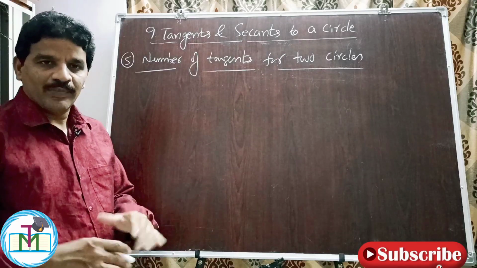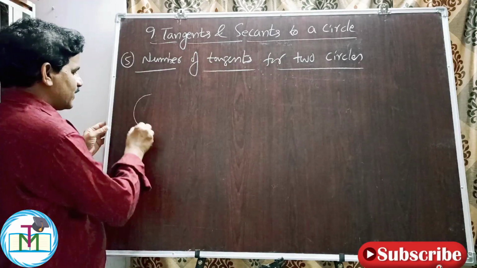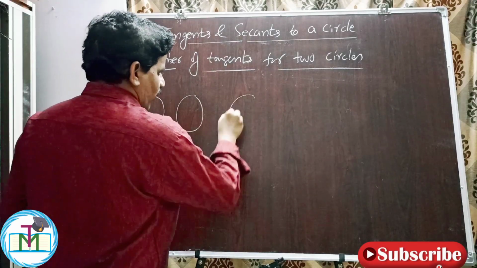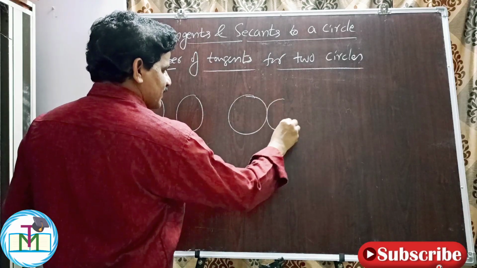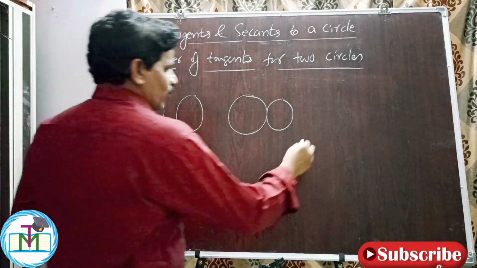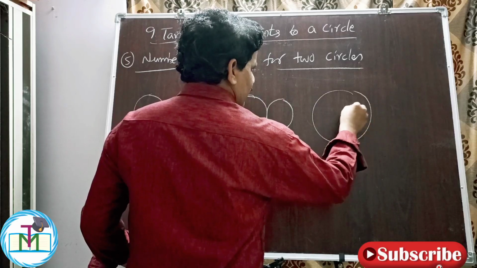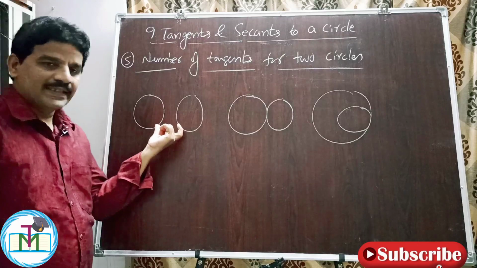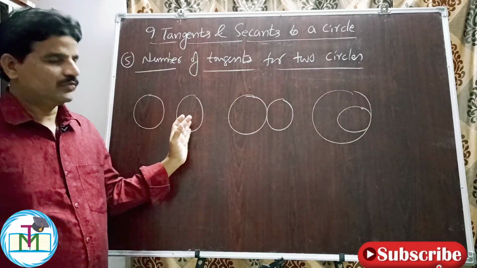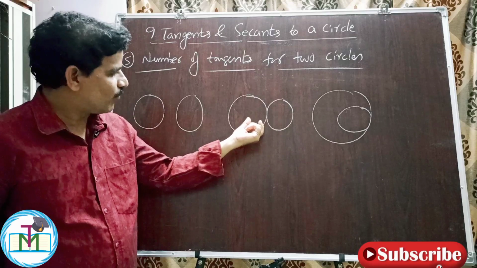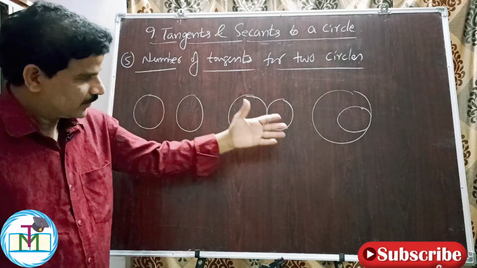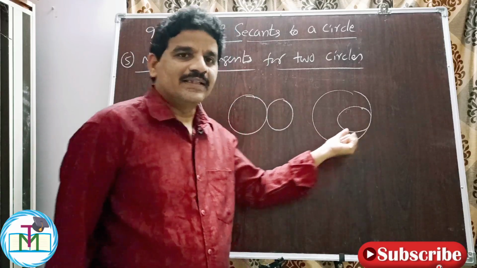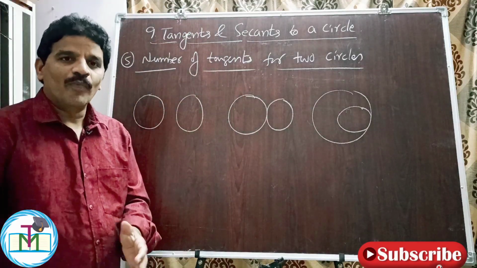So the 2 circles can be in 3 cases. See here, one circle is away from the other circle. Next, one circle touches the other circle externally. Another case, one circle touches the other circle internally. So two circles can be: one is away from the other, second, one touches the other externally, third case, one is internally touching the other circle. In these 3 cases we have to say how many tangents there are.